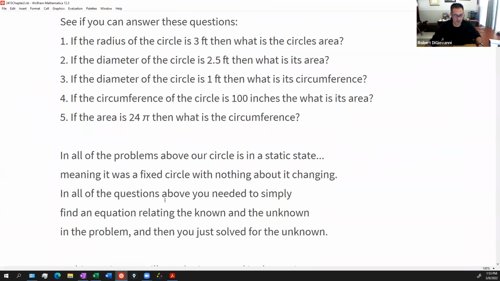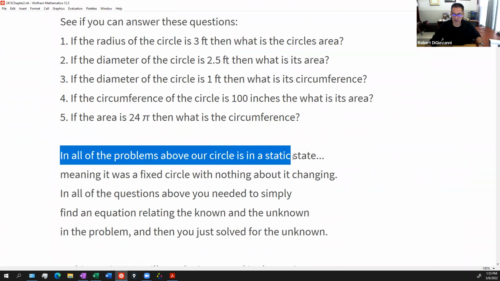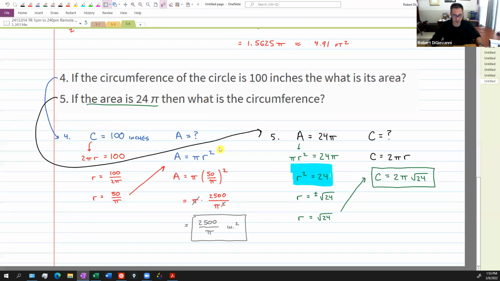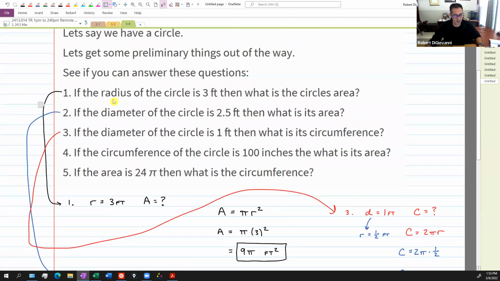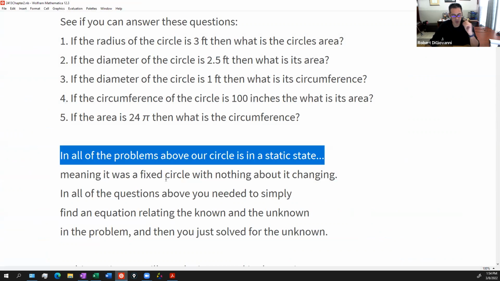All right. Read this. In all of the problems that we just solved, our circle is in a static state, meaning that if I tell you the radius of a circle is 3, that means that circle has a radius of 3 and that's it. It's not bigger, smaller, or changing. It's just 3. If I say the diameter is 2.5, then that's it. That is a fixed circle, right? Everything is static, not moving. That's what I mean by static. So in all of the problems that we've done, everything's in a static state, right?